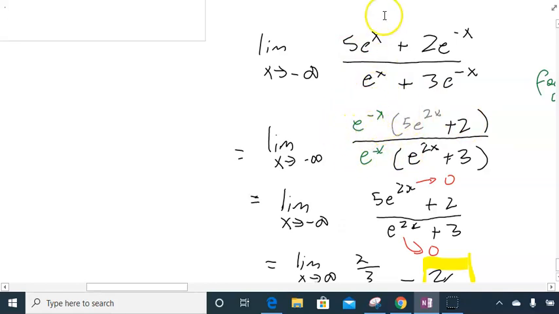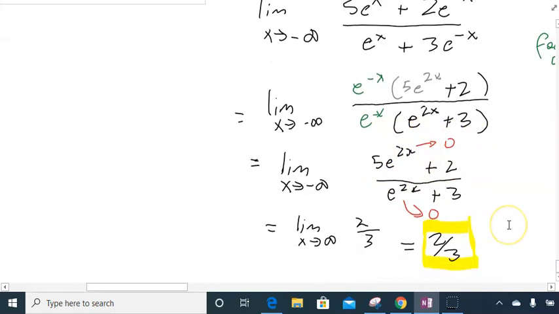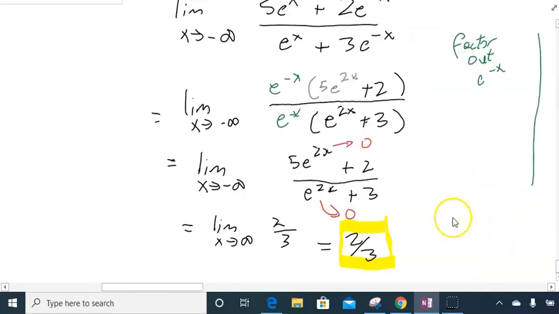Remember, previously when we wrote 1 over the stuff, now we're factoring out the stuff, and earlier we just divided by the stuff that we consider the highest. So that's going to be equal to e to the negative x factored out in each case. And then we see what each of these will be. So 5 e to the 2x will approach 0, e to the 2x will approach 0. So you're left with our final answer of 2/3.